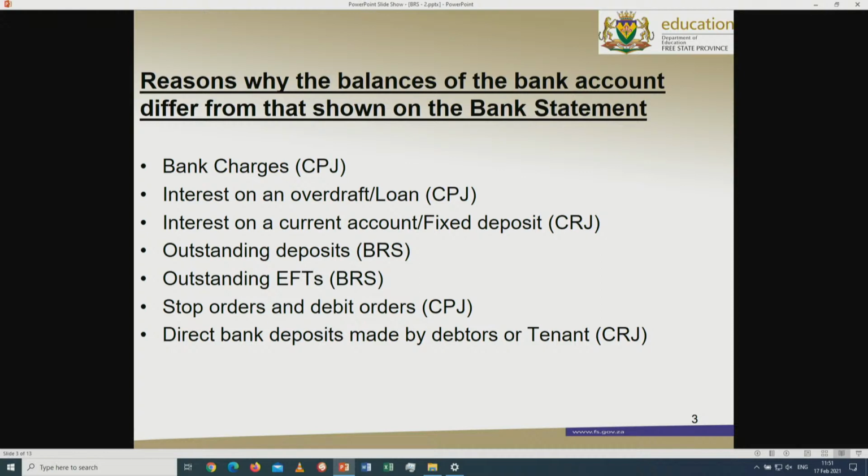So you are not going to see that money so that you can record it immediately in your cash receipt journal. So it won't appear in our CRJ, but when we get the bank statement, then we'll see such deposits that were directly deposited into our bank account. In that case, such a deposit will only appear on our bank statement and not in our CRJ. Then we'll record them in our CRJ.